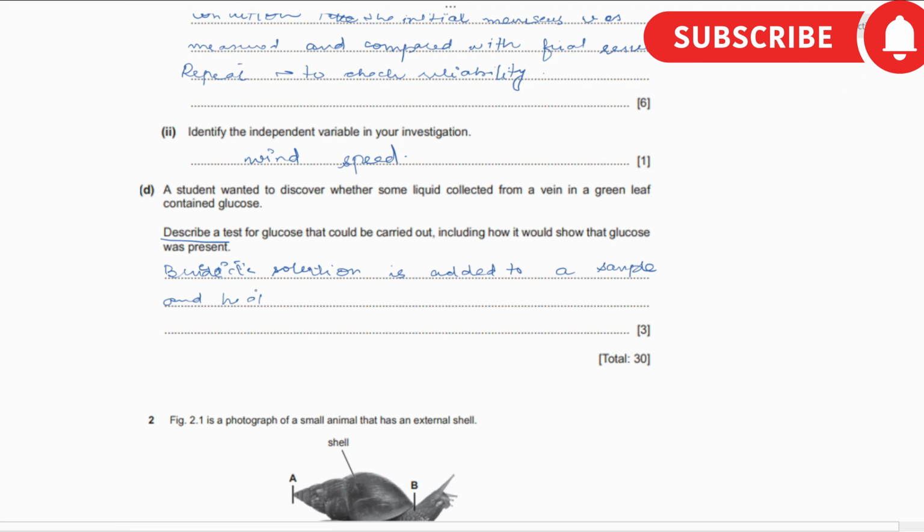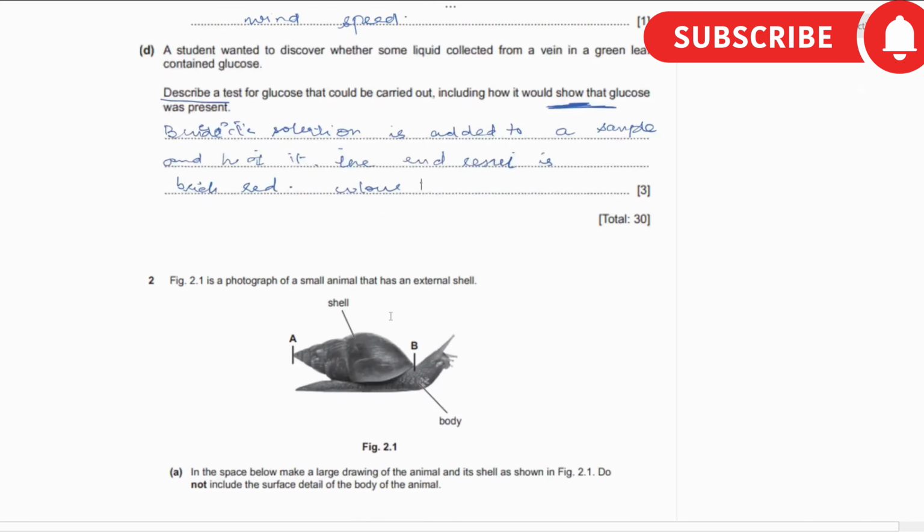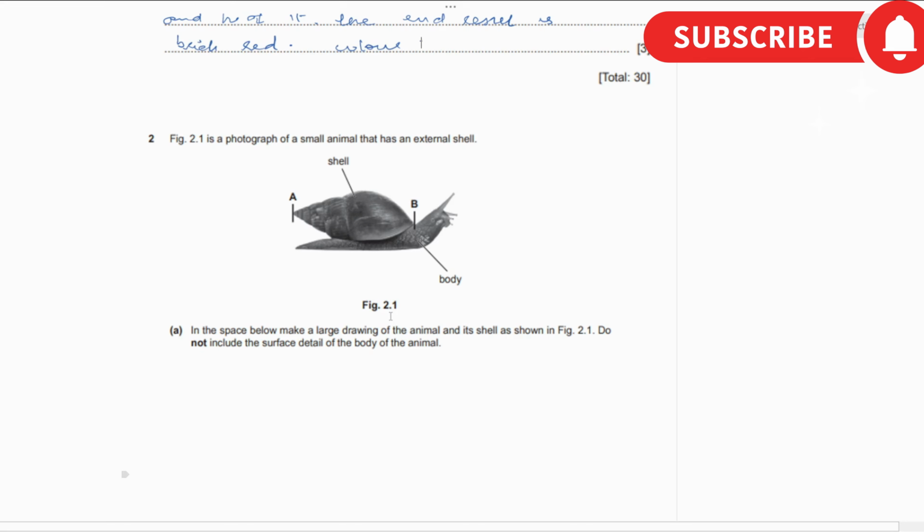Heat it, okay. Then they have asked about the result, how it would show. The end color, or the end result, is brick red. Or we can also write that brick red precipitates are produced.